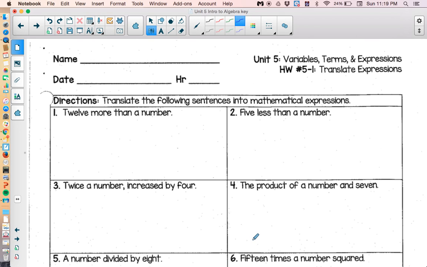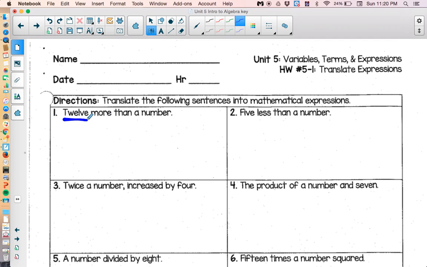This one is what we're going to do in class. So you will be translating. You're basically going to become a translator. You're going to change these words into letters and numbers. So basically turn it into math. So we'll do this first one together. 12 more than a number.